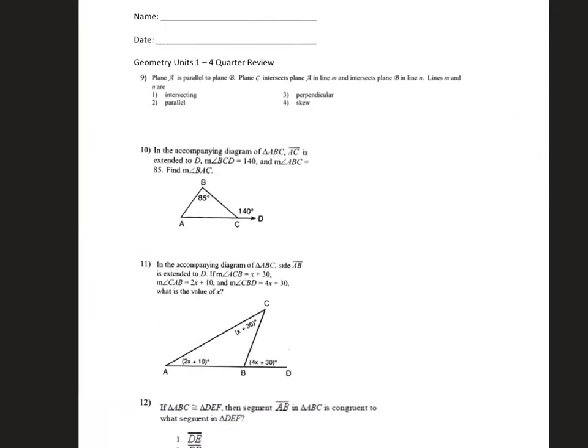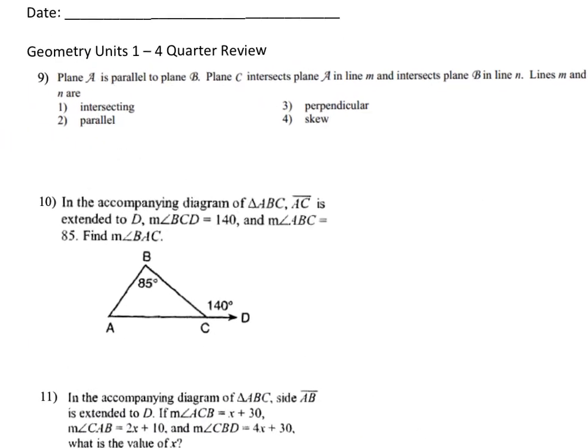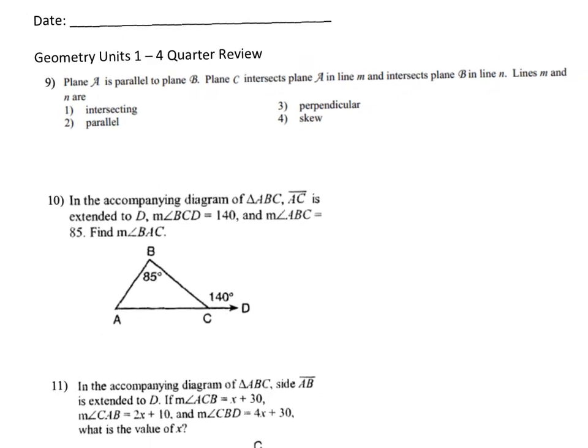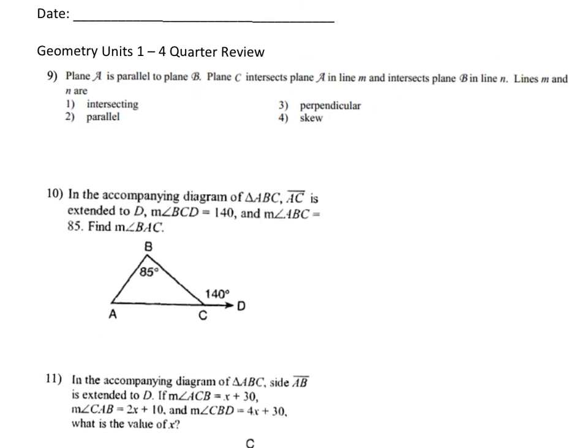Okay, so we did some reviews on Units 2 and Units 4. So we're going to continue reviewing Units 1, Units 3, and a little bit more of 2 and 4, right? So let's look at question number 9, right? Question number 9 says, plane A is parallel to plane B. Plane C intersects plane A in line M and intersects plane B in line N. Lines M and N are blank, right? There's a lot of different planes and lines and intersections going on, so the best thing to do is to just diagram it out so we have some kind of visual to base this off of, right?